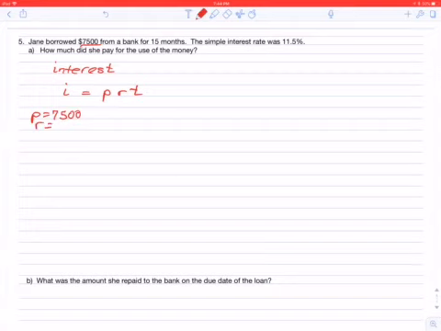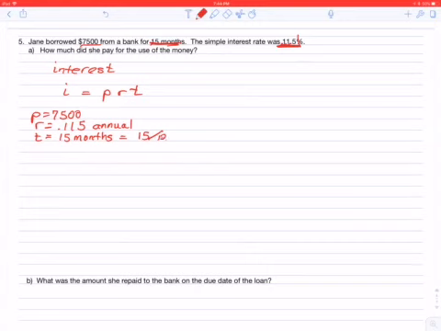The rate is the percentage of the principal, so 11.5%. I'll drop the percent sign, divide by 100, or move the decimal 2 places to the left, so it's 0.115. It's annual because we're not told otherwise. So I need my time in years. Well, it's 15 months. To convert that to years, take the number of months, divide by 12. So 15 months is 15/12 of a year.